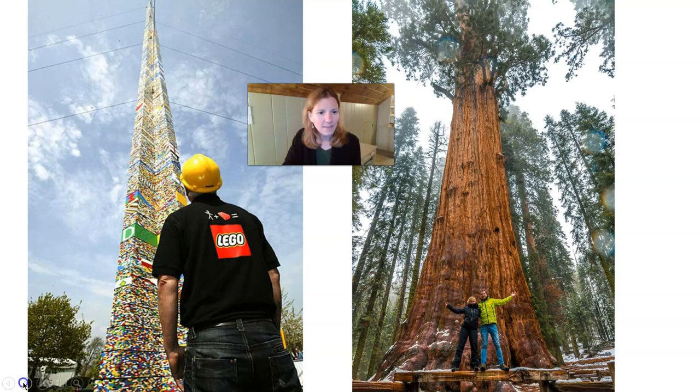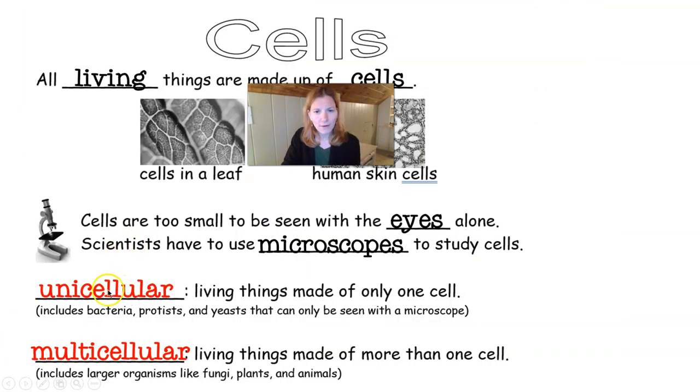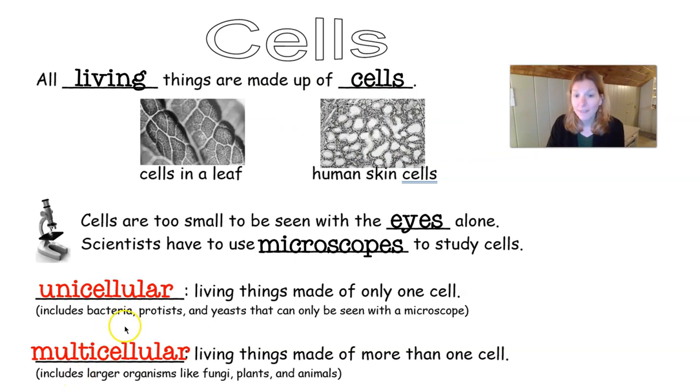So again, organisms can be unicellular, which means made of only one cell. Things like bacteria, and we'll study protists and yeast. Those are made out of only one cell. And then we also have more complicated stuff that's multicellular, that's made out of lots of different cells.